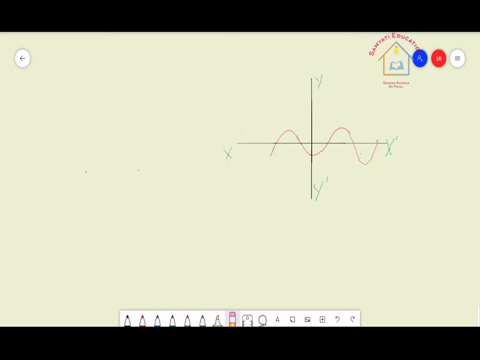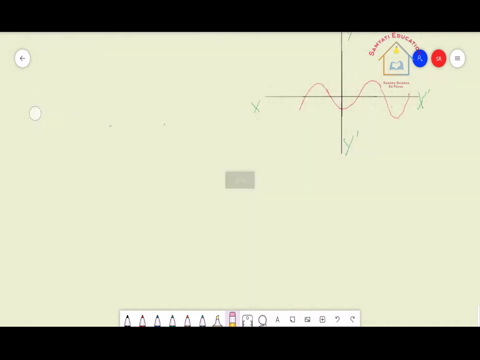But before starting the questions, I would like to tell you the idea behind these questions. Here we need to calculate the number of zeros directly from the graph. And in these questions you just need to look at the position where the graph is cutting or touching the x-axis.